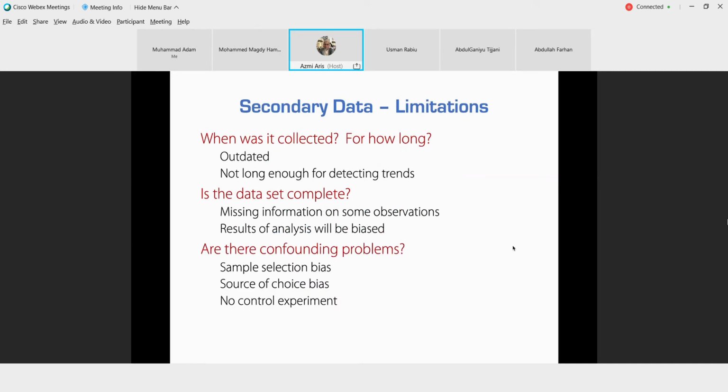And then some of the data may be biased. For example, if the data is only collected at a certain time, then the data will be biased for that particular time. The analysis will not be complete. Okay, and also the point of sampling that they use for data collection can also be a confounding problem for the data.